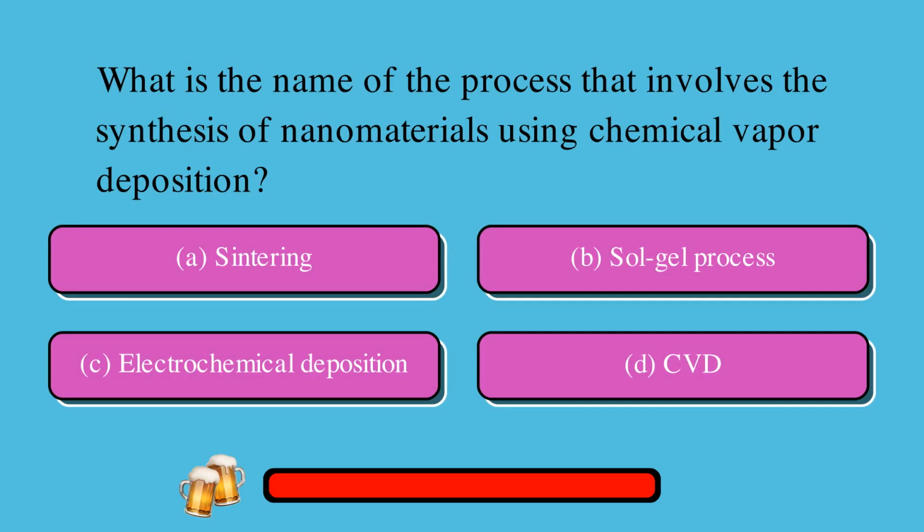What is the name of the process that involves the synthesis of nanomaterials using chemical vapor deposition? Is it A. Sintering, or B. Sol-Gel process, or C. Electrochemical deposition, or D. CVD? The correct answer is D. CVD.